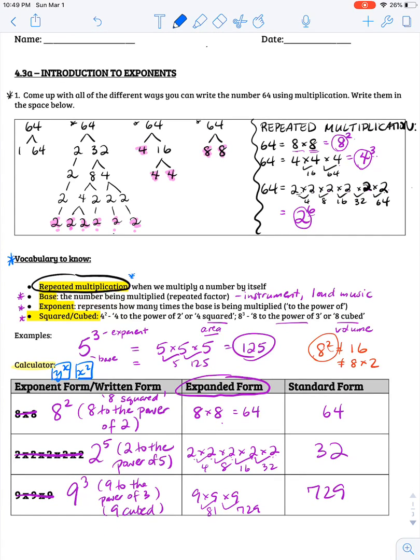Understand the relationship between exponent form, written form, expanded form, and standard form. It goes back to when we were looking at place value with large numbers and decimal numbers. So it's essentially the same thing, but understand that you're always multiplying the base by a number of times. It's a repeated factor. For example, 8 to the power of 2 does not equal 16. It's not 8 times 2, it equals 8 times 8. So again, base and exponent.